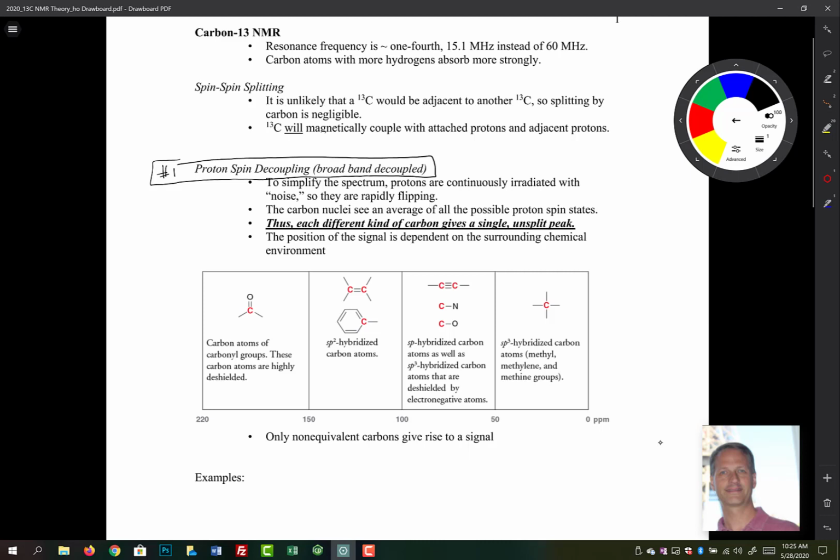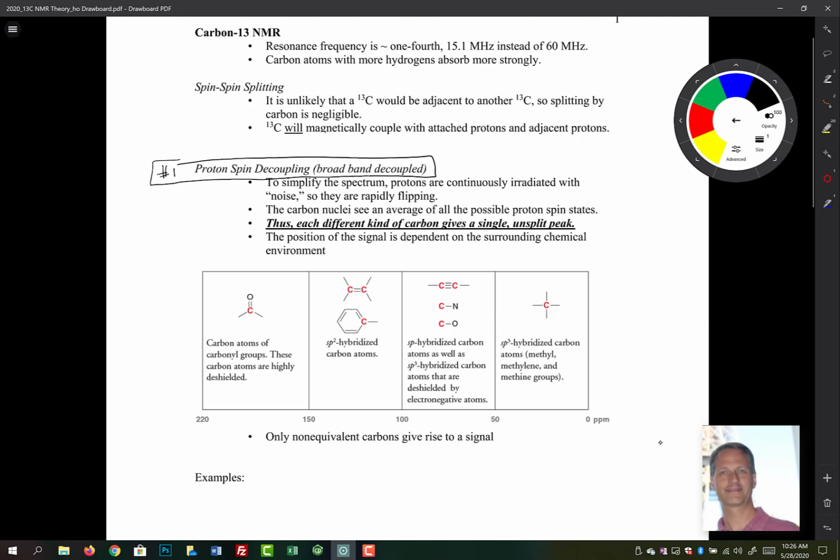Right? So we're decoupling. We're not coupled. So there's no spin-spin splitting there. So we see unsplit peaks. Now the position of those signals is dependent on the surrounding chemical environment, just like proton NMR. If you recall, having hydrogens attached to atoms that are more electronegative would lead to more of a downfield shift, right? Well, this is true also when we talk about carbon-13 NMR.